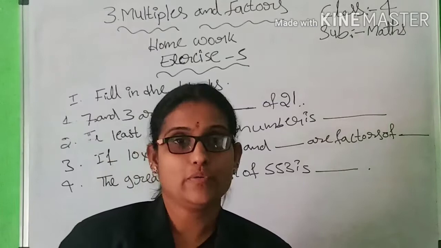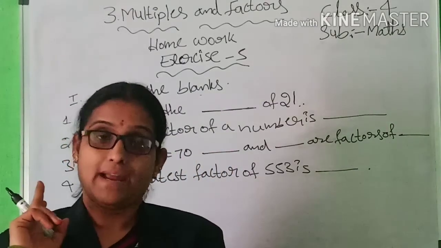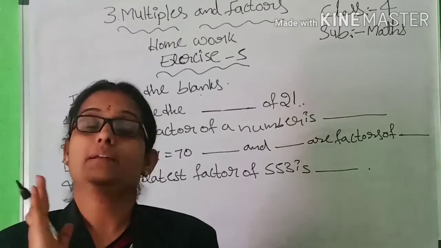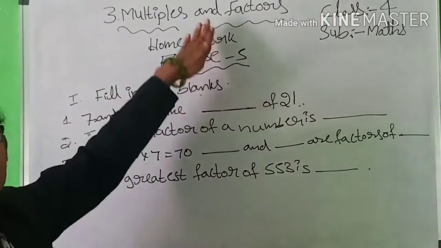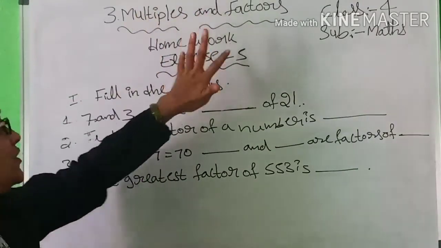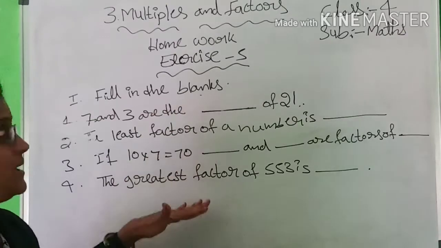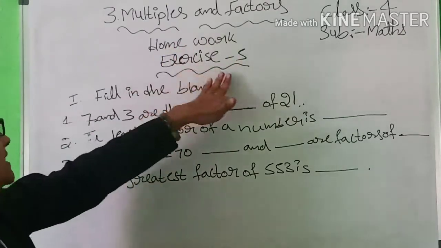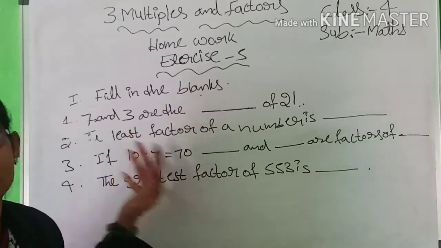Okay, children. Today's homework. First of all, you have to read the factors definition, then the properties of factors, then you have to take out your rough note, write these questions and solve these problems. Okay, children. Homework: Exercise 5. This is the whole set of questions. I have given this whole.